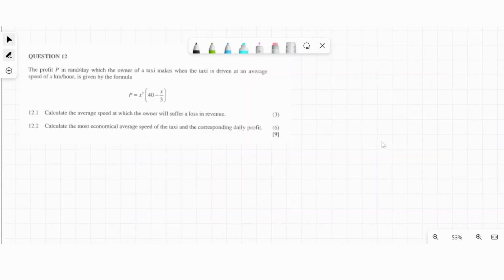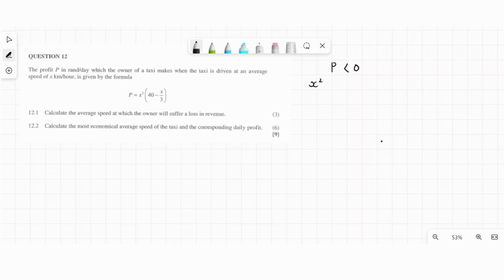So now moving to question 12, it says the profit P, which is the rent per day the owner of a taxi makes when the taxi is driven at an average speed of X kilometers per hour, is given by this formula. Then 12.1 says, calculate the average speed at which the owner would suffer a loss of revenue. What does it mean to suffer a loss? Meaning the profit needs to be less than 0, meaning profit needs to be negative. So we know the fact that profit is equals to what?